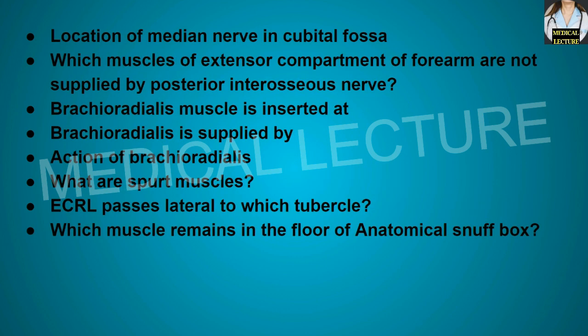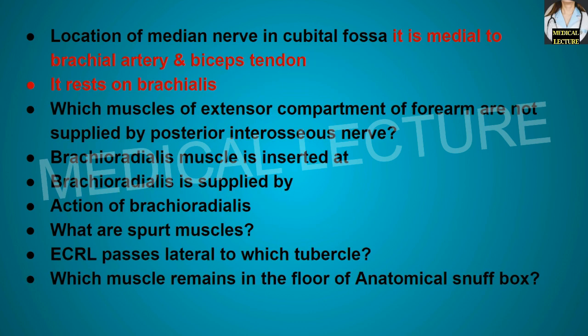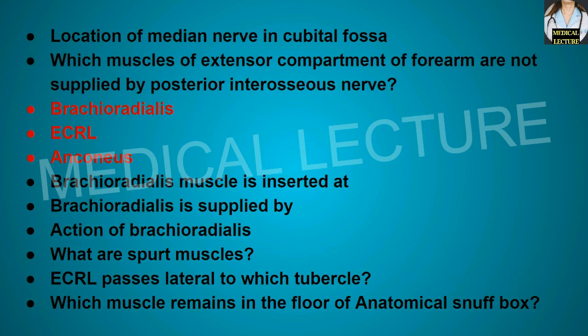What is the location of the median nerve in the cubital fossa? It is medial to the brachial artery and the biceps tendon, and it rests on the brachialis muscle. Which muscles of the extensor compartment of the forearm are not supplied by the posterior interosseous nerve? They are the brachioradialis muscle, extensor carpi radialis longus, and the anconeus muscle.